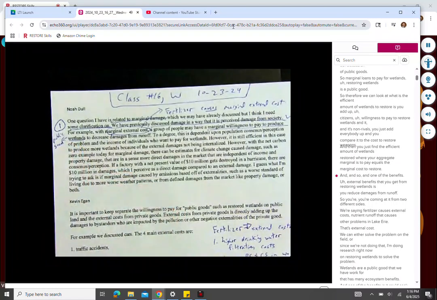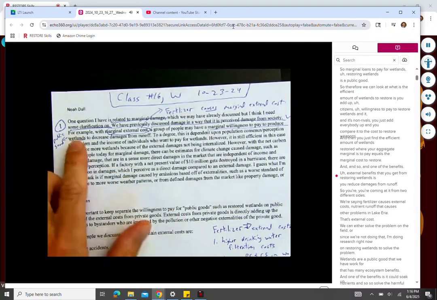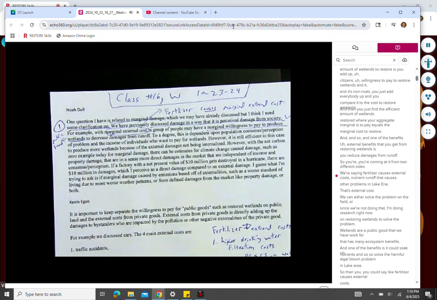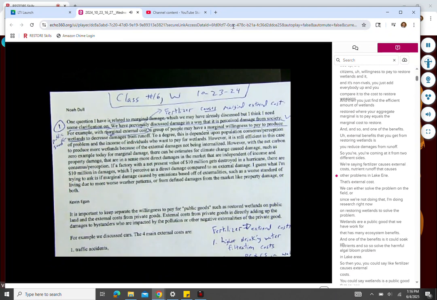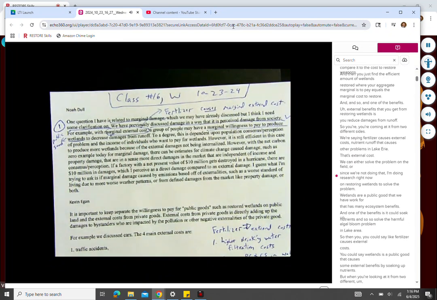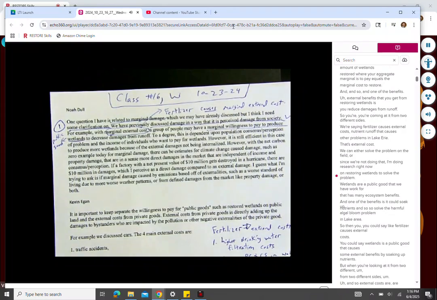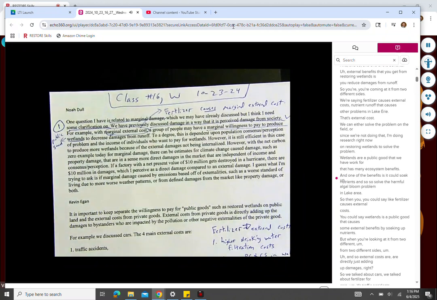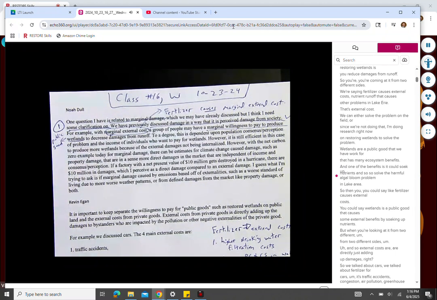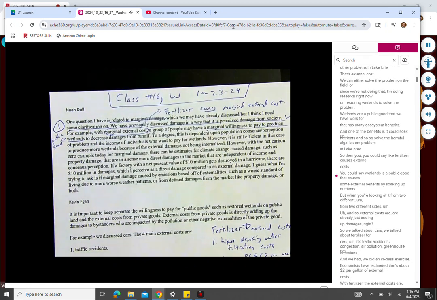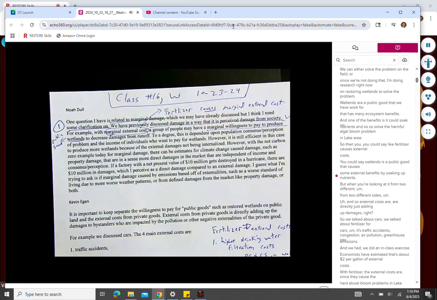And one of the external benefits that you get from restoring wetlands is you reduce damages from runoff. So you're coming at it from two different sides. We're saying fertilizer causes external cost, nutrient runoff that causes algal bloom problems in Lake Erie. We can either solve the problem on the field, or, if we're not doing that, I'm doing research right now on restoring wetlands to solve the problem. Wetlands are a public good with many ecosystem benefits, and one of the benefits is they can soak up nutrients and solve the harmful algal bloom problem in Lake Erie. So you could say fertilizer causes external cost, and wetlands is a public good that causes some external benefits by soaking up nutrients. But you're looking at it from two different sides.